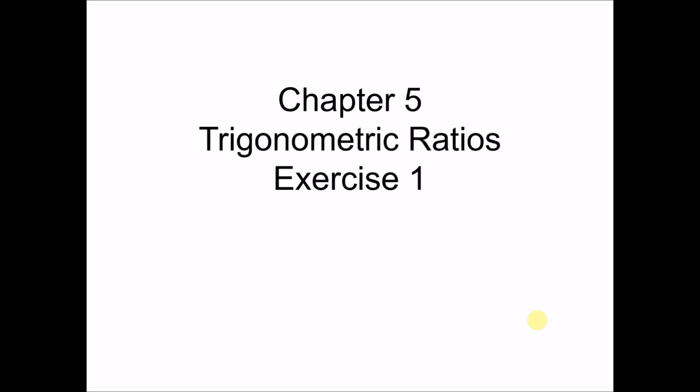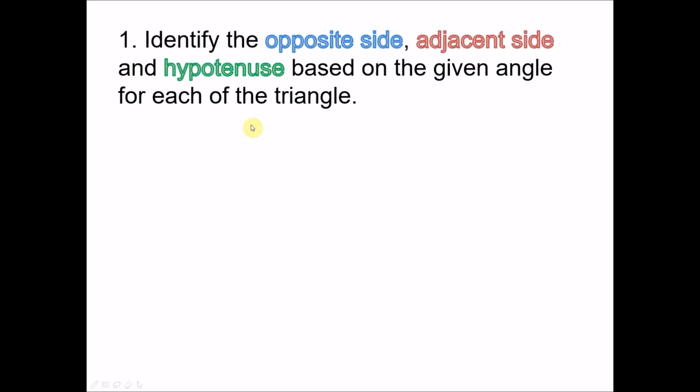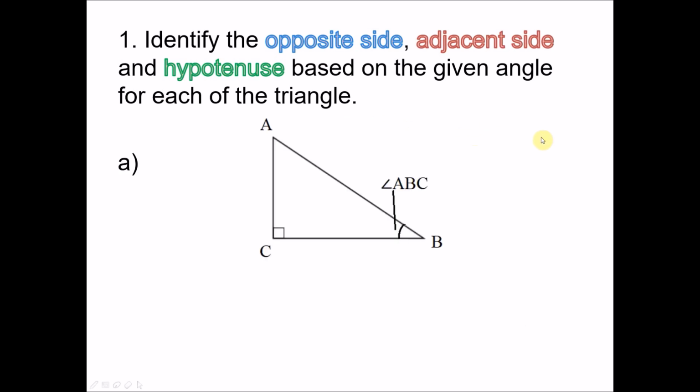So we start off with question number 1. Identify the opposite side, adjacent side, and hypotenuse based on the given angle for each triangle. Given triangle ABC, and the reference angle here, which is angle ABC, we want to identify the opposite side for this angle. The opposite side will be this side, because this side is opposite to this angle. The name for this side is AC.